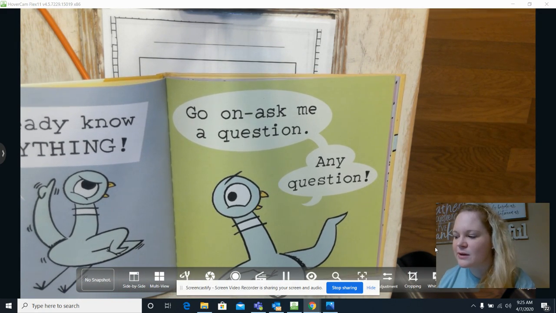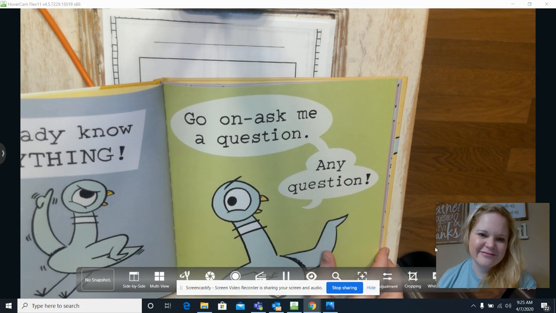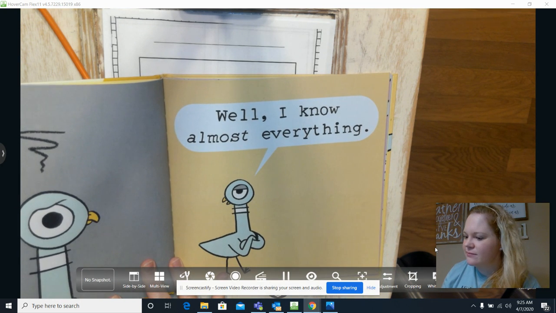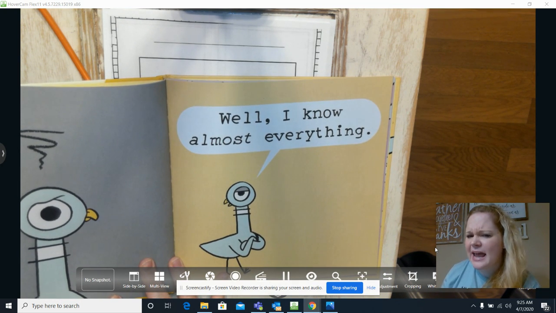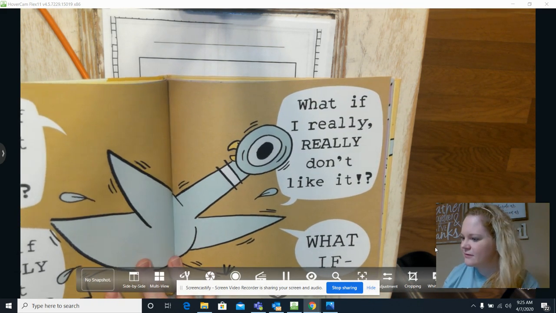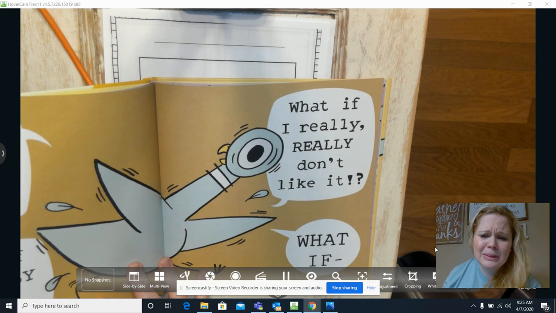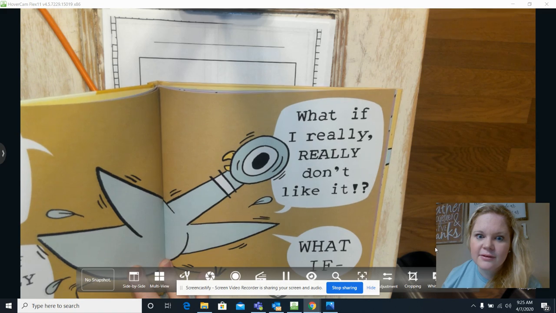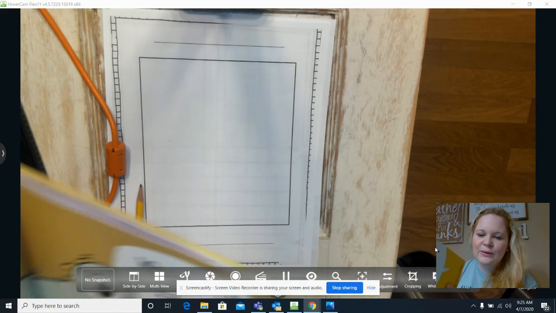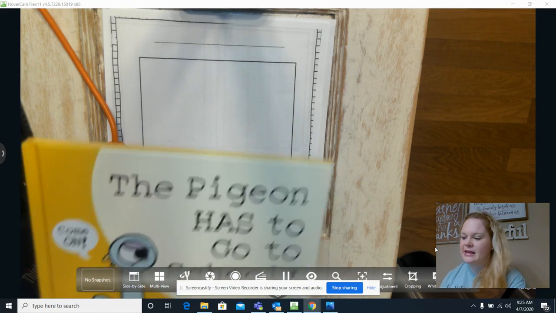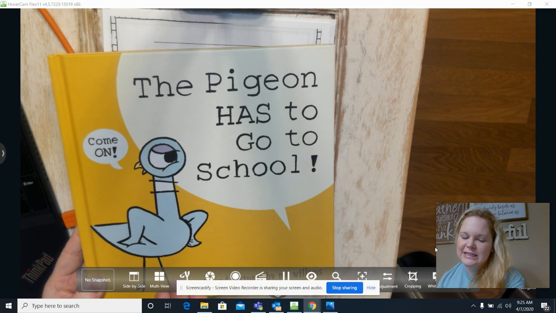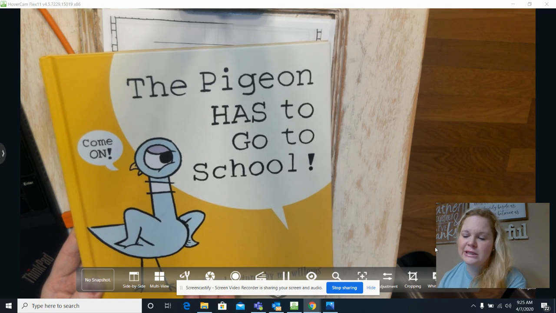Let's look at a couple others. "Go on, ask me a question. Any question." He does a lot of really good speech bubbles. "Well, I know almost everything." "What if I really, really don't like it?" What if? So just look at all of this expression that can be used through our speech bubbles in our writing. Again, Mo Willems does an amazing job with his words and with his pictures because he is the author and the illustrator of his Pigeon books.